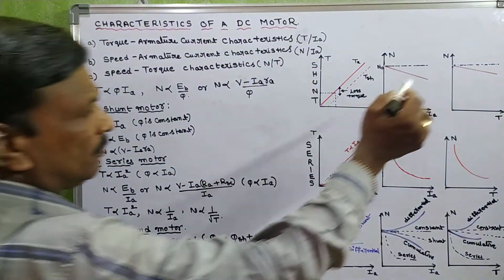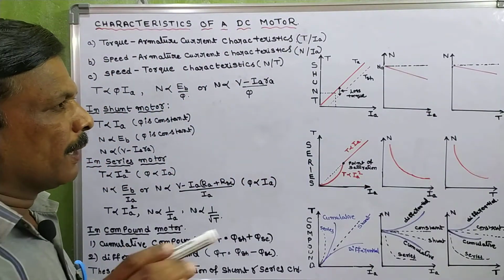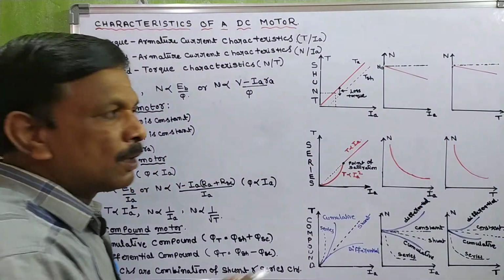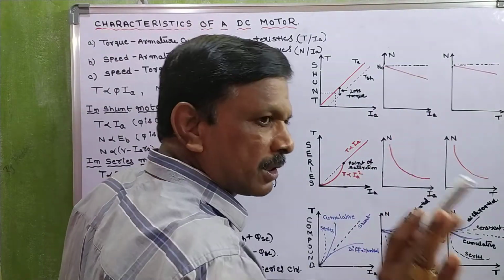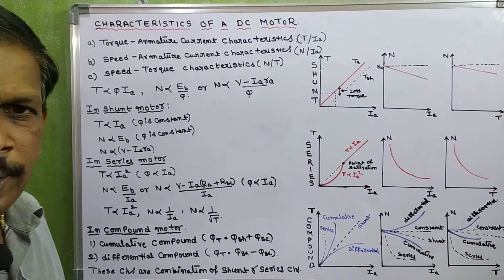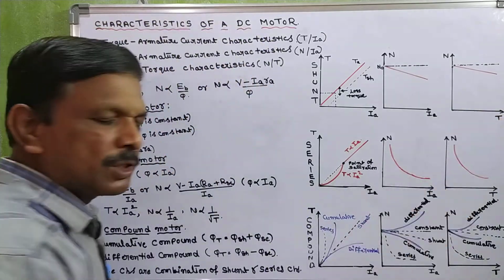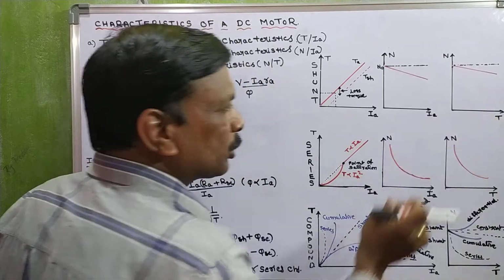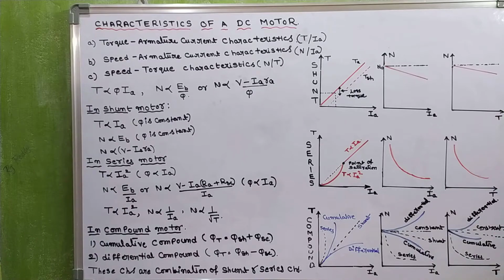Next, N by T characteristics. Remember, torque is proportional to Ia. So when torque is proportional to Ia, the N by Ia characteristic is exactly equal to the N by T characteristic. Okay, so the N by Ia characteristic and the N by T characteristic both are the same. Why? Because torque is proportional to Ia.